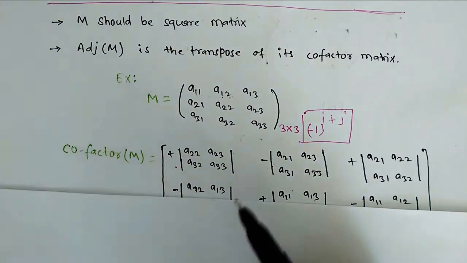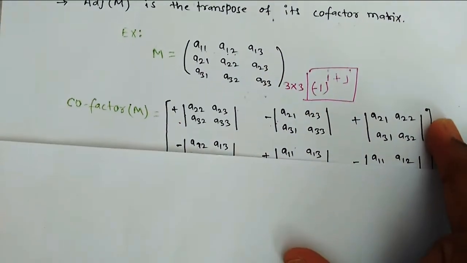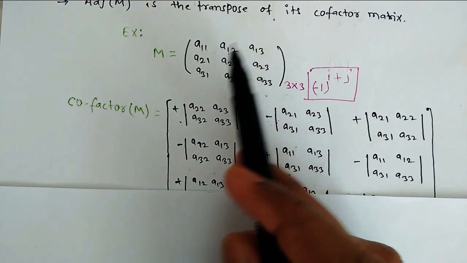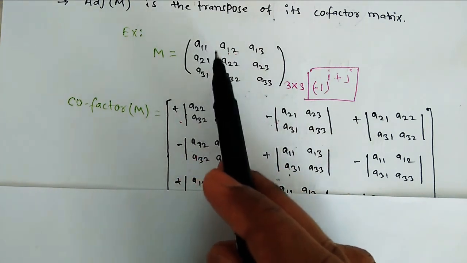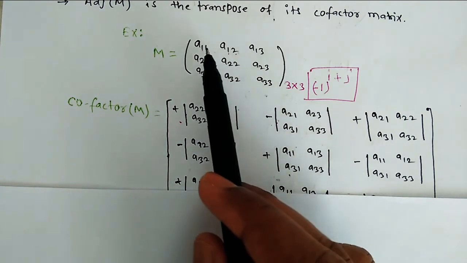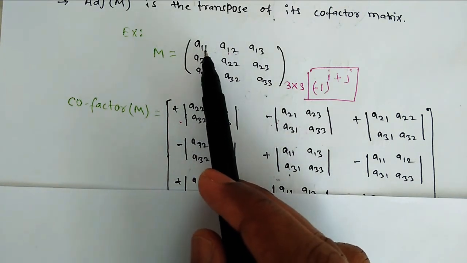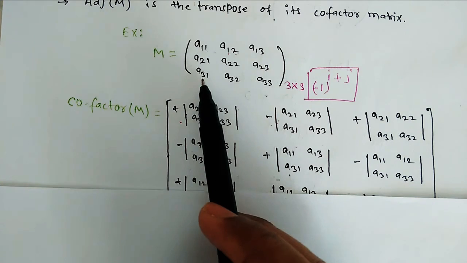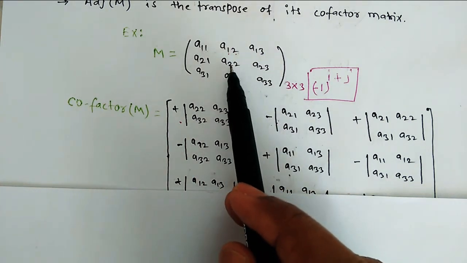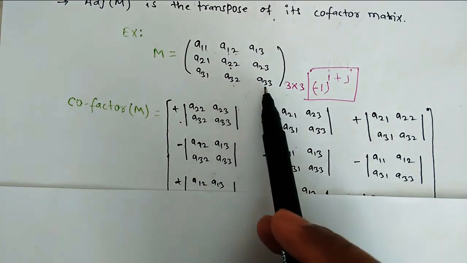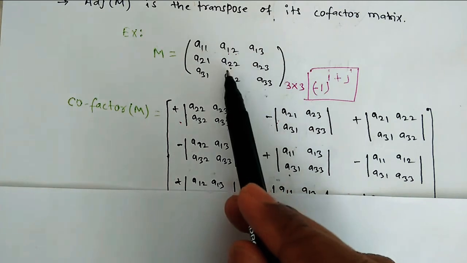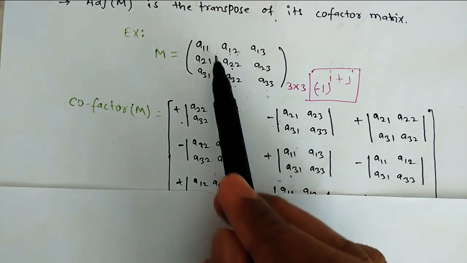Suppose that we have to find the cofactor matrix of the given matrix. This matrix contains 9 elements. So for each element you have to find the minor. So what is the minor? Suppose A11 is the first element, so you have to delete the first column and first row, and after that you will have A22, A23, A32, A33. So you have to find the determinant of this matrix, right? So this is the minor of A11.